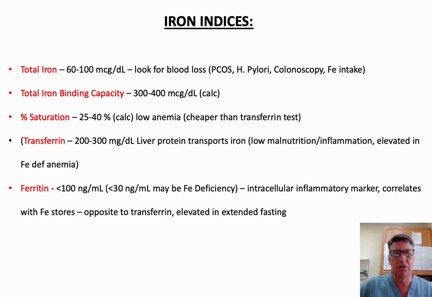I will sometimes do transferrin, which is the transport molecule of iron in the bloodstream, but transferrin is a liver protein and may be low in malnutrition or inflammation, particularly inflammation that we've seen with COVID, for example, and it is elevated in iron deficiency anemia. So it gives me additional clues.